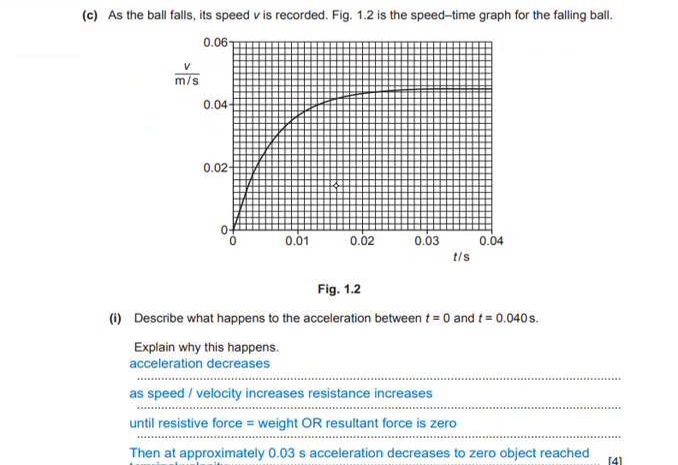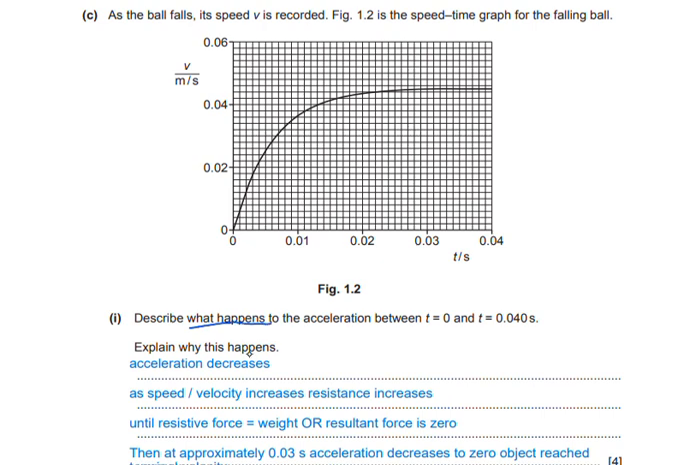C part. As the ball falls, its speed v is recorded. The speed time graph for the falling ball is in figure 1.2. We see that it's moving with a constant acceleration for some instant, then the acceleration is decreasing up to this instant, maybe here, and the object is moving with a constant zero acceleration here. Describe what happens to the acceleration between t equal to 0 and t equal to 0.040 seconds.